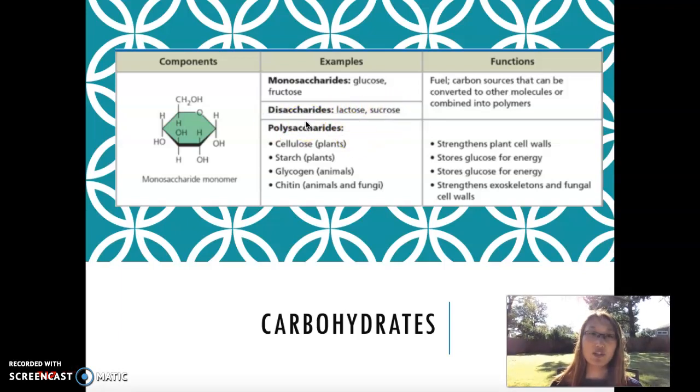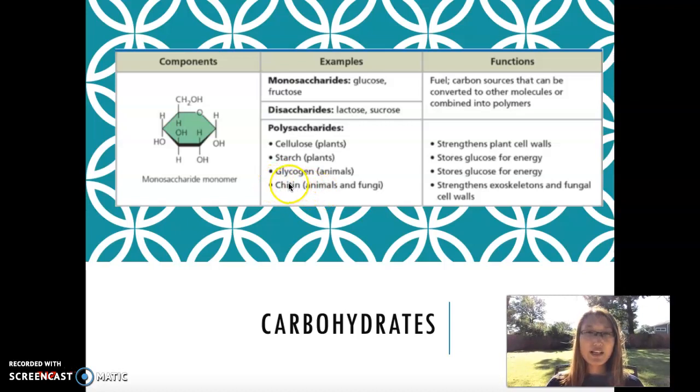A polysaccharide is when you have more than two carbohydrate monomers linked together. If you have a lot of monomers being linked together, you call that a polysaccharide. Here are some examples of polysaccharides. Cellulose makes up the plant cell wall. Starch is stored in plants, but we also eat starch ourselves as humans. Glycogen is how sugar is stored in our body. We'll take a look at the pictures of that later on. And then we have chitin, which is in the exoskeleton, the hard skeleton of insects. And fungi's cell wall is also made out of chitin.